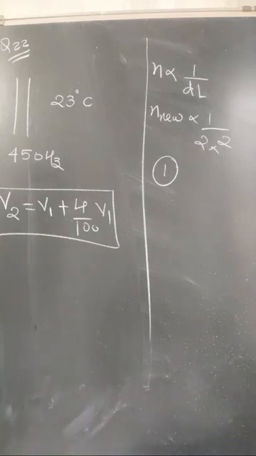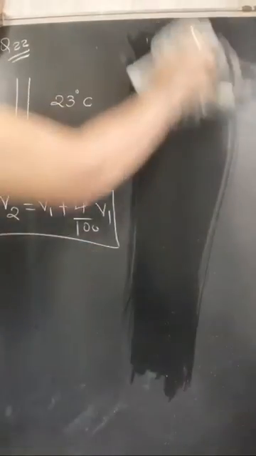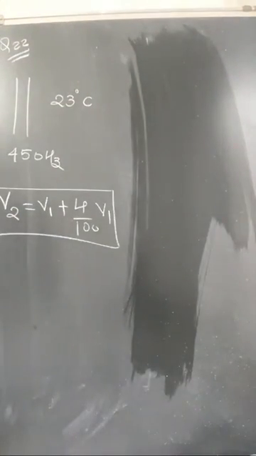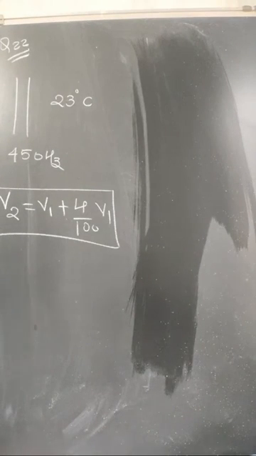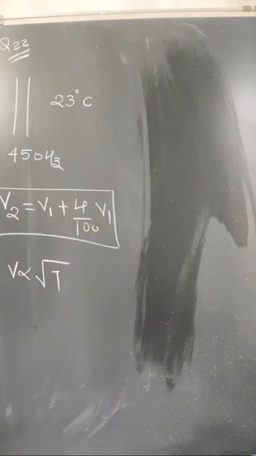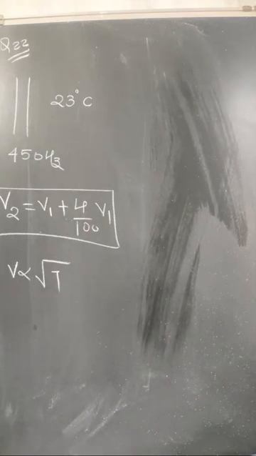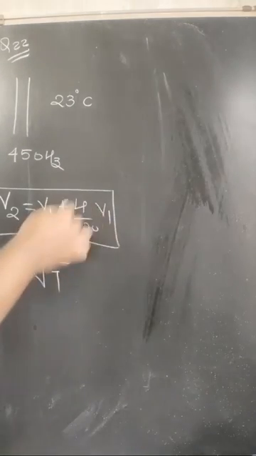Now, let us try to solve this question. Now, how will you solve? First of all, you will say that velocity and temperature: velocity is proportional to root T. Do you agree with this? All right. Now, the velocity change is only 4%.